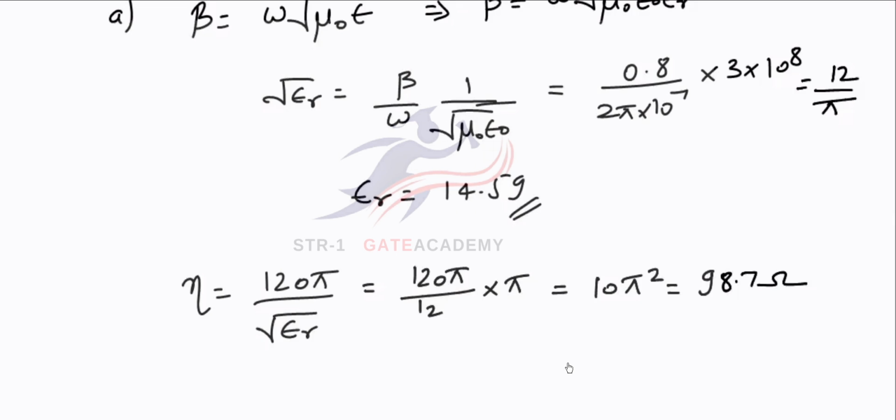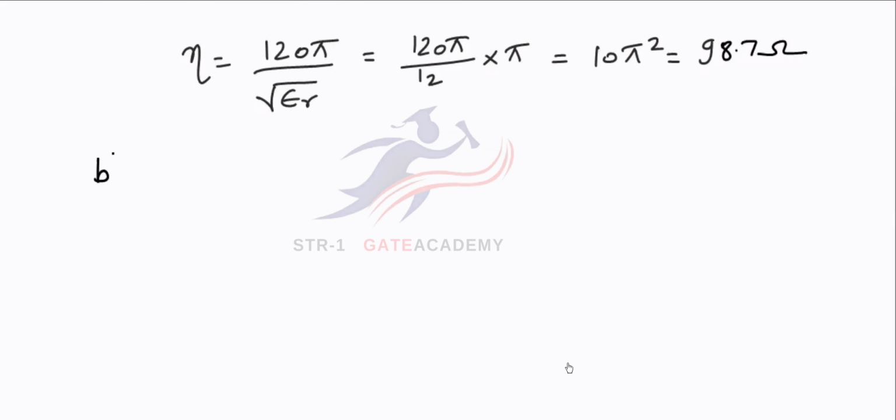Next, similarly, we have to find the time average power. So we have to find P average. P average will be E naught square divided by 2 eta, and since the wave is traveling in x direction, its direction must be ax vector.